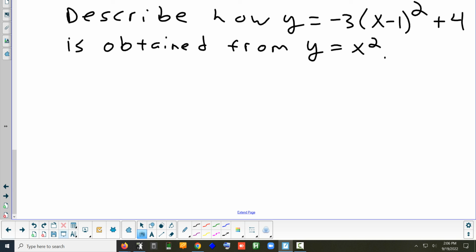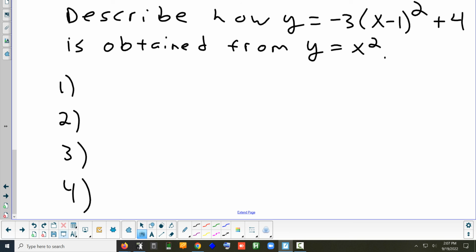Tony? 4. Yep, there are 4 transformations. So this time we have every one of them in the same problem. Now, we don't have to draw it. That'd be a little complicated to draw. We're just going to list what the transformations are.